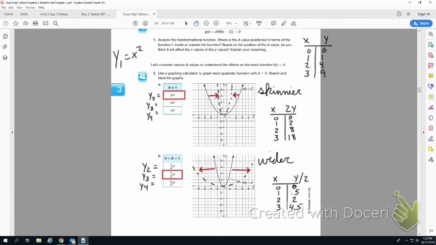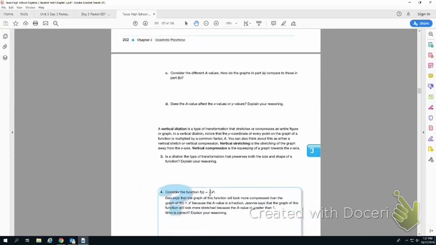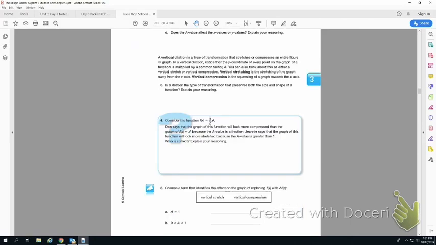Once you have that written, go ahead and go to the next part on there. Okay, skipping C, looking at D, it says, does the A affect the x values or y values? Which we already said that it affects the what? Y values.